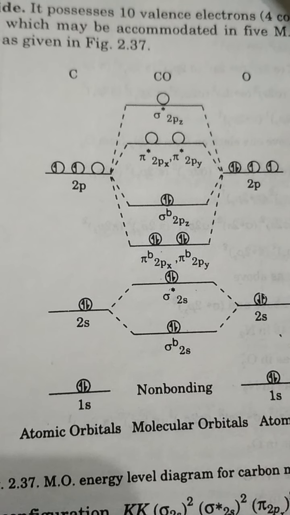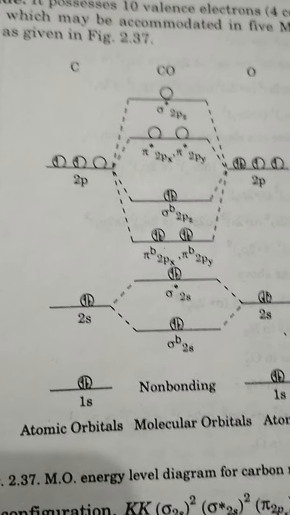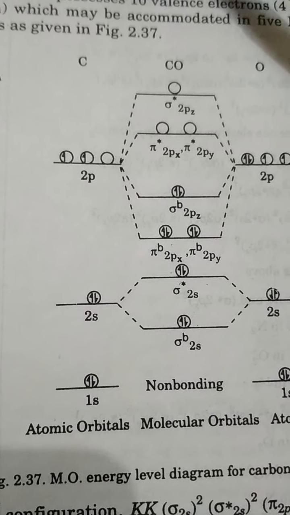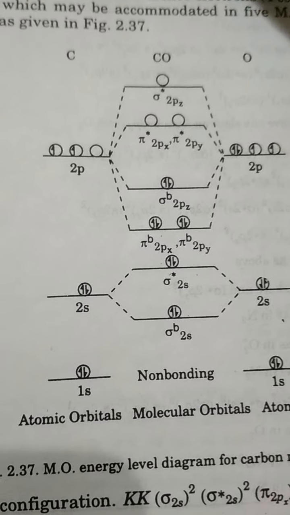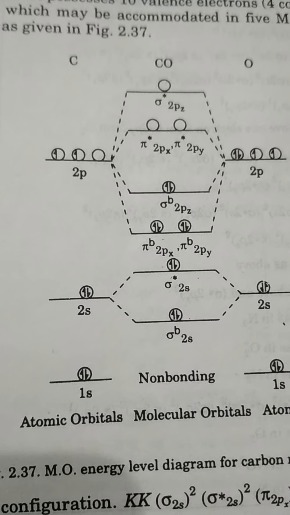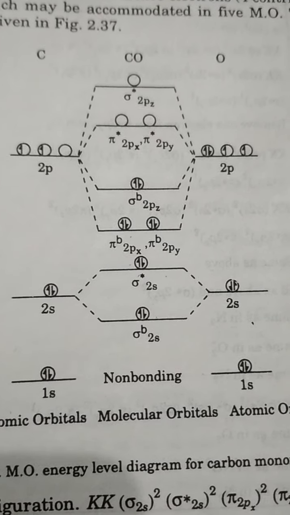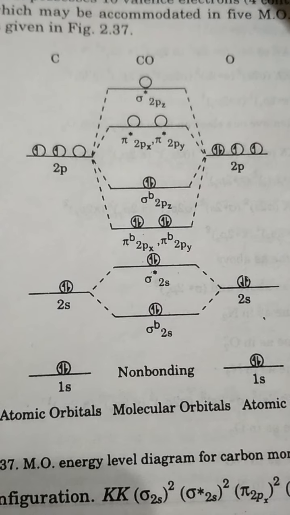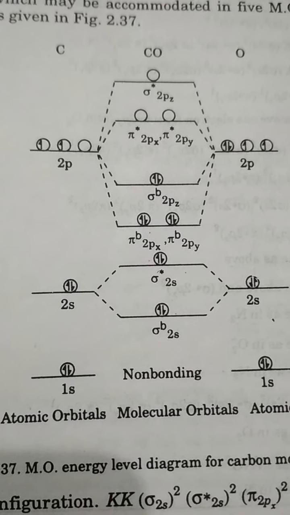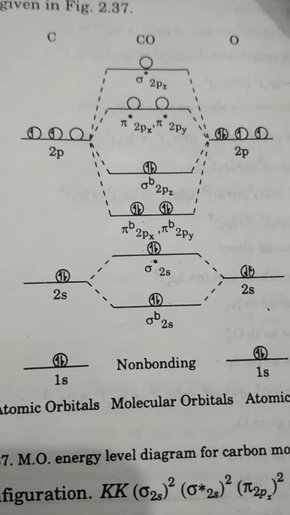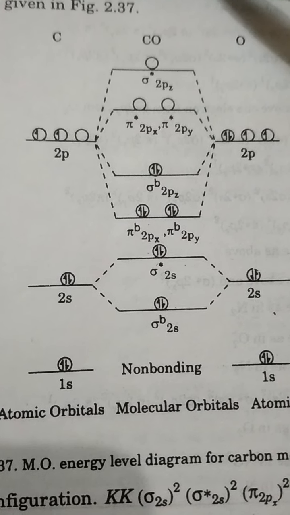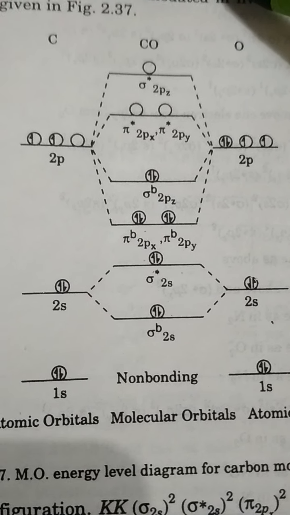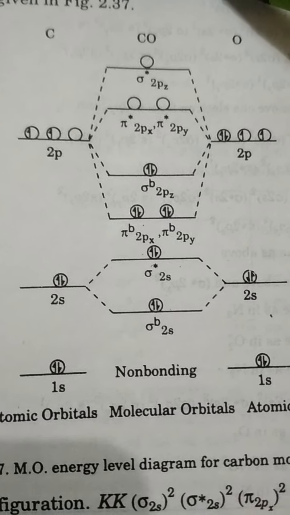Now, we apply the same method for heteronuclear diatomic species such as CO, NO, CN. Due to the difference in electronegativities of the two heteroatoms, the molecular orbitals become polarized. It results in higher stabilization of molecular orbitals of the more electronegative atom compared to the other atom. This can be understood by the example of CO.